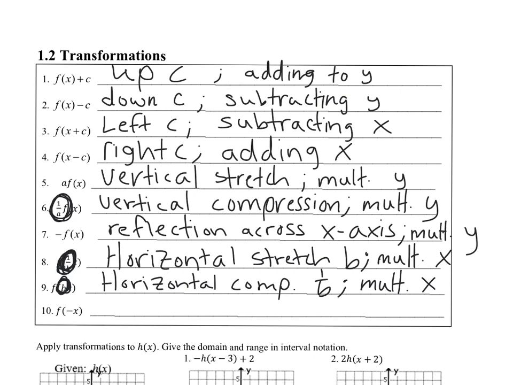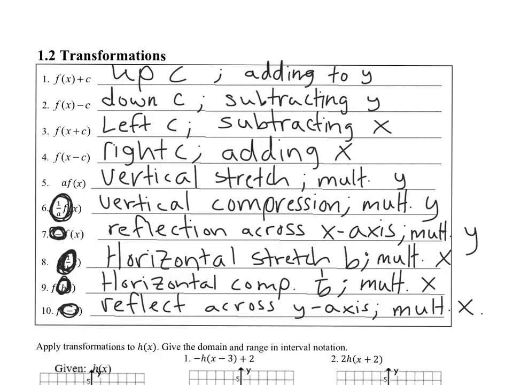Now this last part is where the negative is inside of the parentheses. Notice how over here at number 7 it jumped outside, but here for number 10, instead of reflecting across the x-axis, this will reflect across the y-axis, and this will be done simply by multiplying the x.